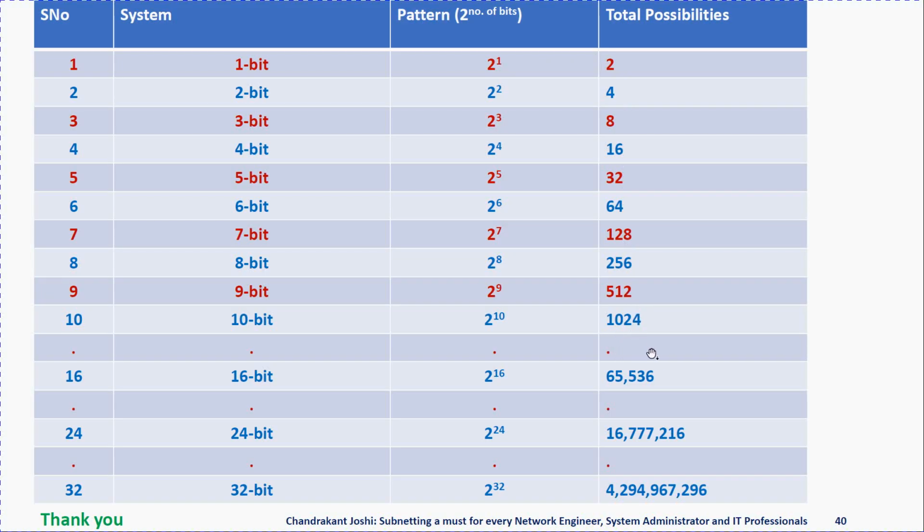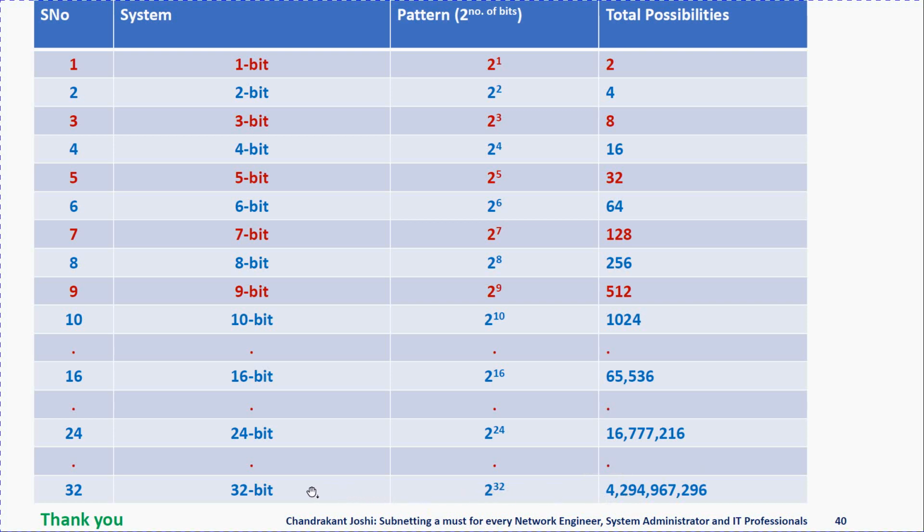2048, 4096, 8192, 16384, 32,768, 65,536. Similarly, multiply this by 2 to get the next value, which is 2 to the power 17, and so on and so forth. Likewise, 2 to the power 24 will be 16,777,216, and finally we get 2 to the power 32 as over 4 billion.